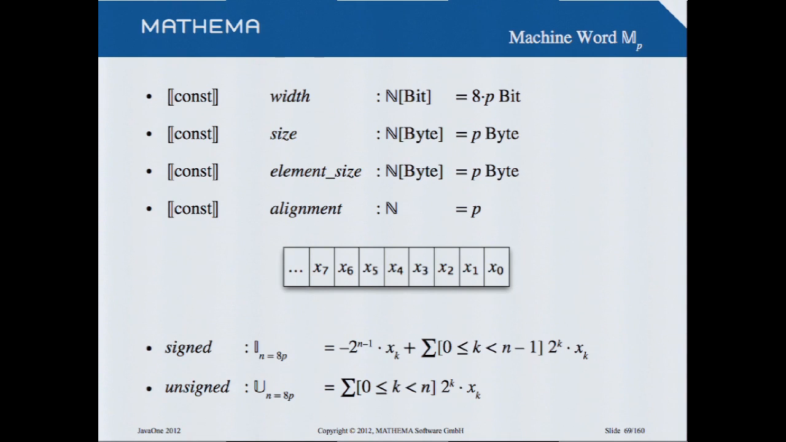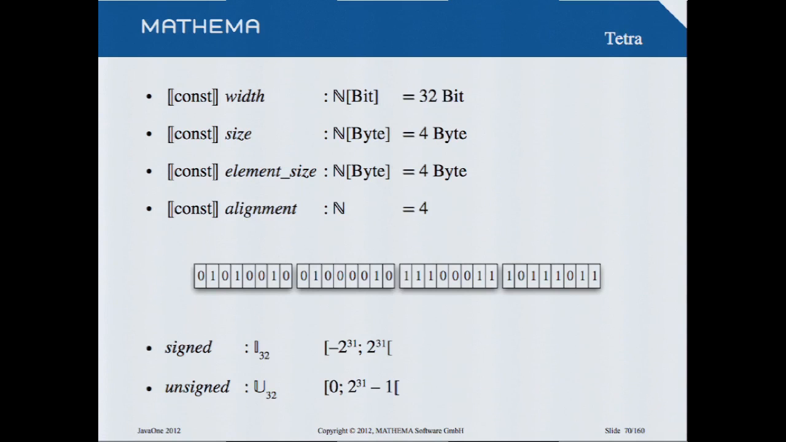Okay. You see, there are my bytes. They are set arbitrarily, but they are numbered in a specific way. So the least significant bit is always bit 0, and the most significant bit is always bit n minus 1, where n is a power of 2. For example, if we have a tetra, then the width is, of course, 32-bit. The size is 4 byte, the element size is 4 byte, and the alignment is 4. So this means if we want to access a tetra, then we must provide an address which is divisible by 4.